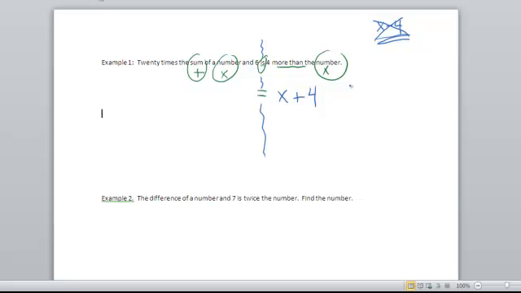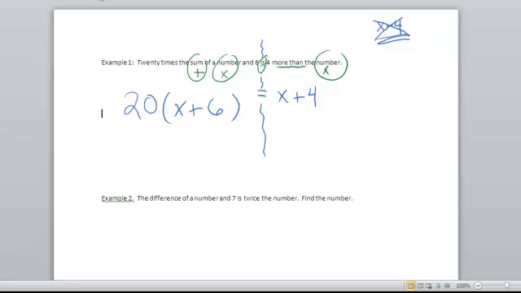Back to this problem. The left side, 20 times the sum of a number and 6. So you've got to realize it's 20 times the sum. This is a little tricky as well. But the sum of a number and 6 is x plus 6. So that is 20 times the sum. It's not 20 times the number. It's not 20 times 6. It's 20 times the sum. So you've got to use parentheses. That's the tricky part about that.